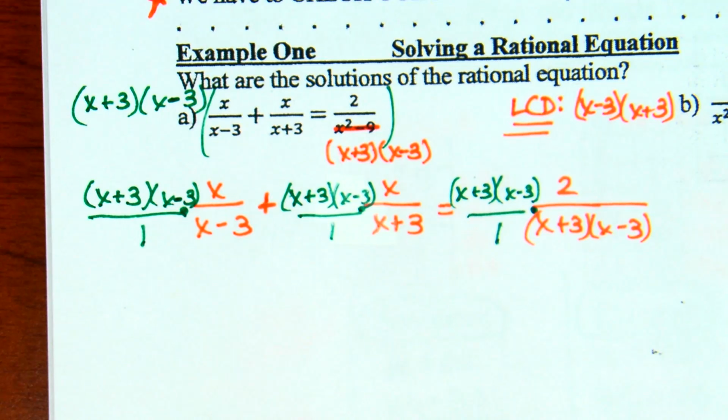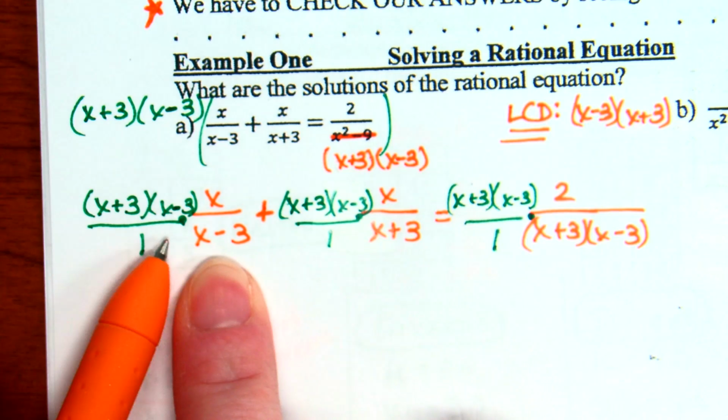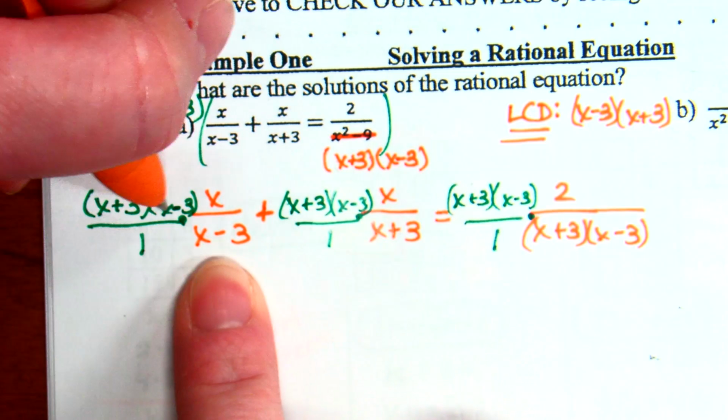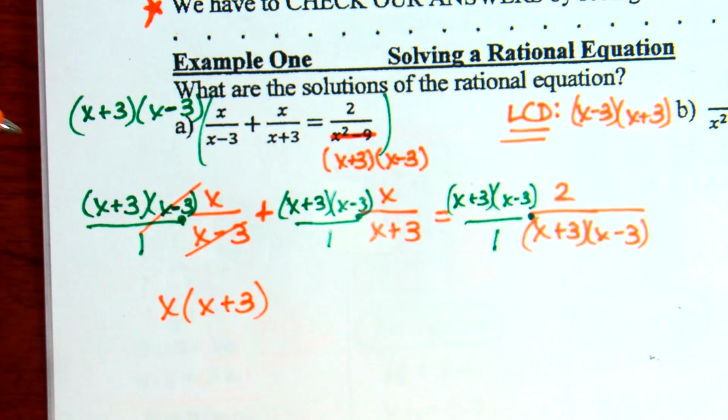Got it written out? First fraction. X over x minus 3, and we're multiplying it by x plus 3, x minus 3. What cancels? A factor of x minus 3 is on top and bottom and can cancel, yes? So what remains? A factor of x plus 3, a factor of x. So I'm going to write down below x times x plus 3. Now I'm going to carry down my plus sign that's between the fractions.